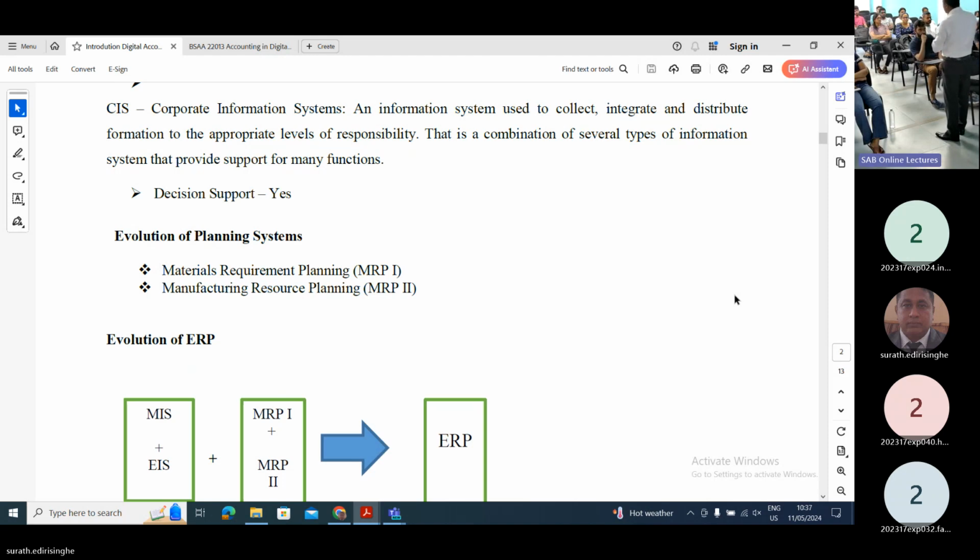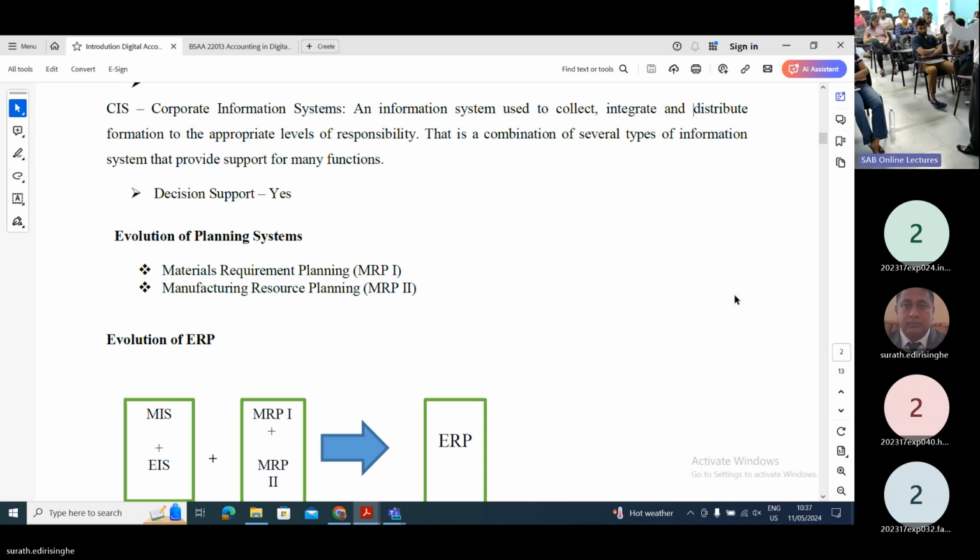MRP2 starts not from the production, but from the product planning and product design. Understood my point? Not only the manufacturing of the item. In the beginning, MRP2 develops a plan: What is the shape of this item? What is the quantity of this item? How do we need to produce this item, from the product planning and product designing, including every step until the end product is distributed to our end customer.